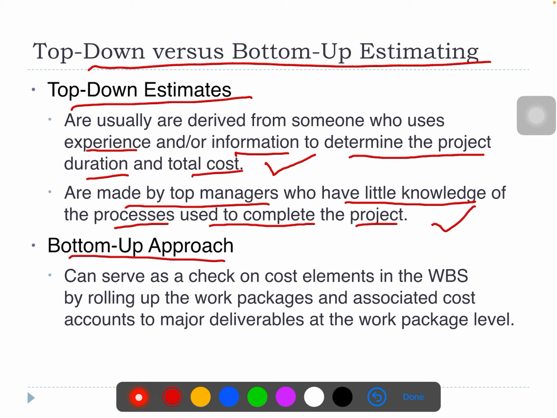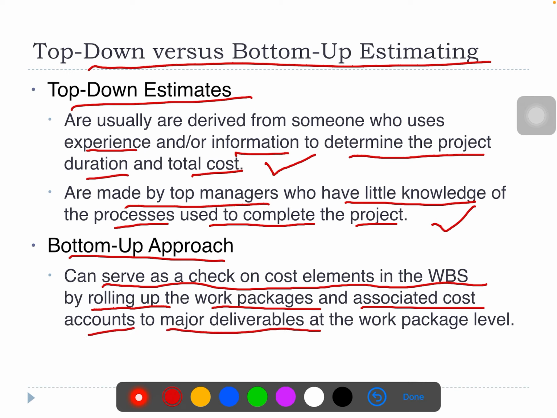The bottom-up approach, however, can serve as a check on cost elements on the WBS by rolling up the work packages and associated cost accounts to major deliverables of the work package level. So this is just saying, bottom-up tells you much more details about all the costing. It's not just experience, it tells you about every inch of the work packages involved, and tells you the cost involved at every level of details.